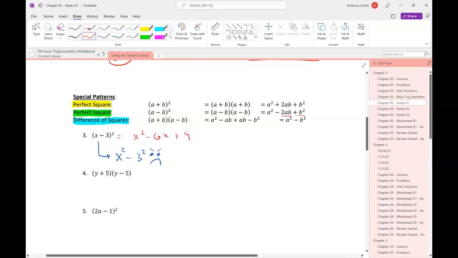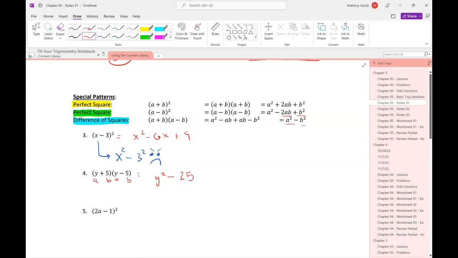How about number 4? Which multiplication pattern could we use here? Yellow, green, or blue? Blue! So again, my A is y, my B is 5. So this just turns into y squared minus 5 squared, which is 25. Which is quite nice, right? Let's look at number 5.